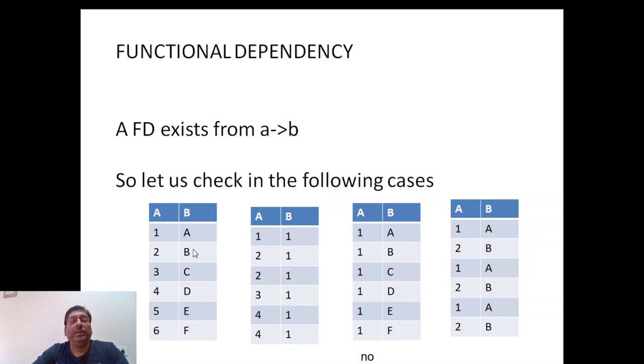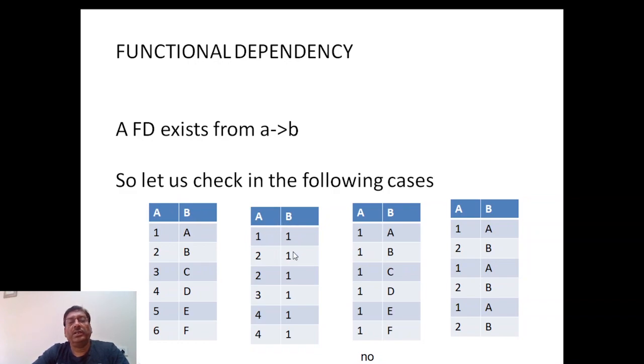So when I say functional dependency, it means that for any given value of A, I must be able to find or compute or search the value of B. For example, when the value of A is 1, I am going to get the value for B as a. Similarly, for A as 2, I get B as b. When the value of A is 3, I get the value for B as c, and so on. So for any given value of A, I am able to search the value of B. Then I say a functional dependency exists from A to B.